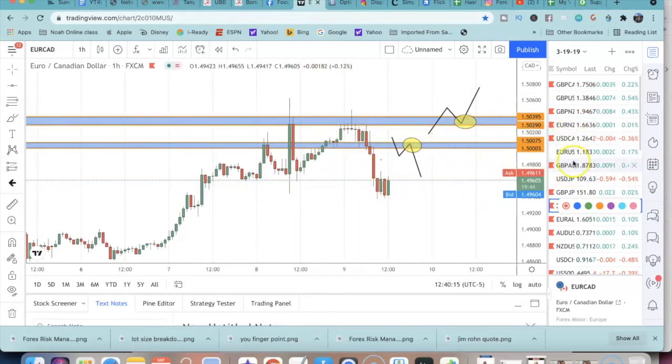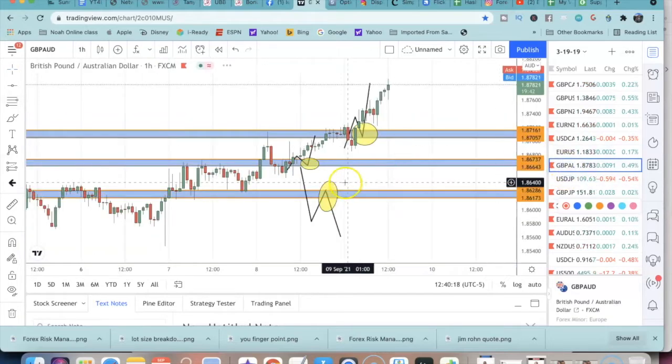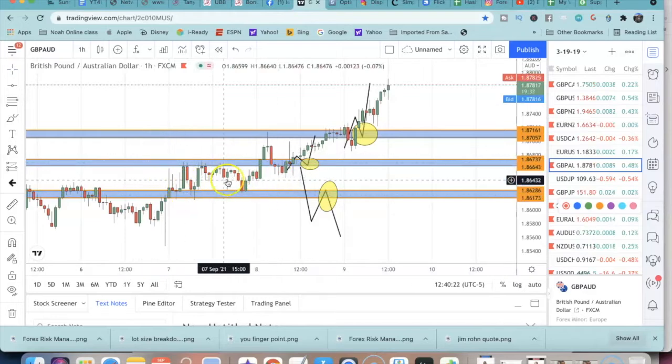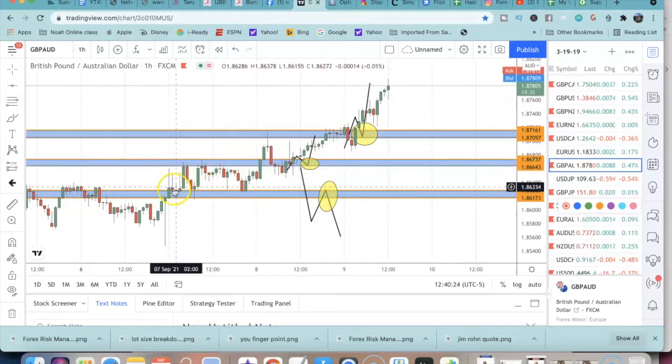And this was to the downside. Let me show you one to the upside. So this is GBP AUD. Okay, GBP AUD, guys. If you look here, this is the original zone I have marked up. Now you can see it going back and forth, bouncing off support and resistance for hours.